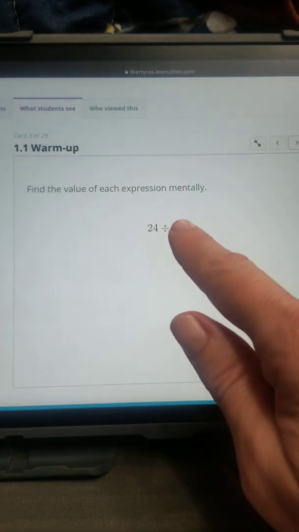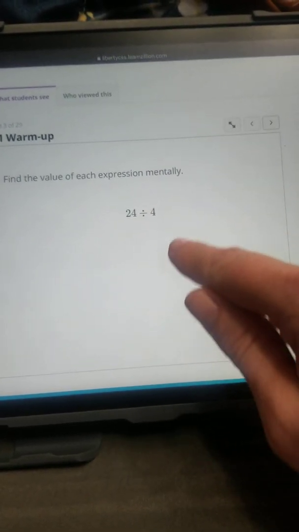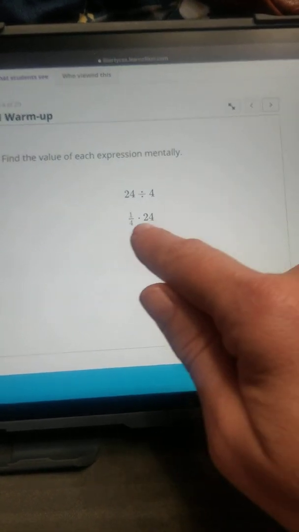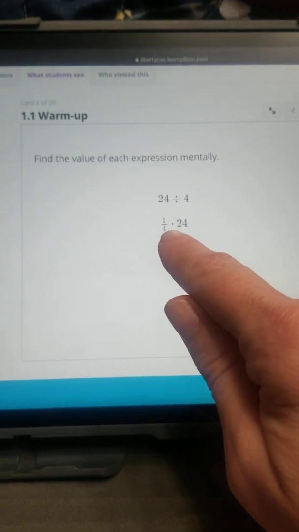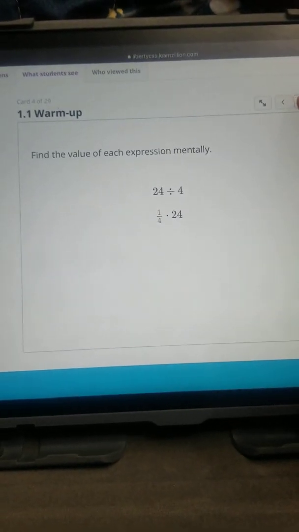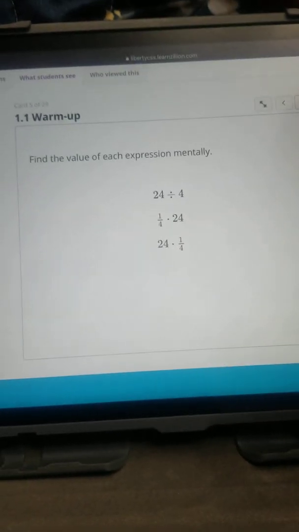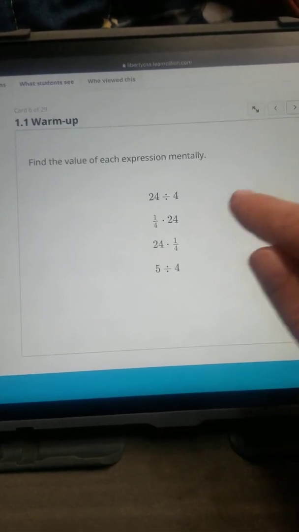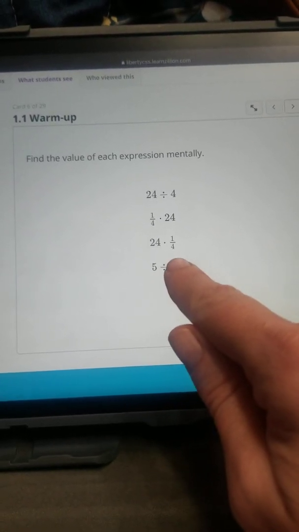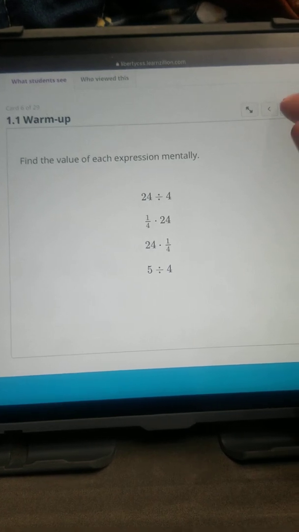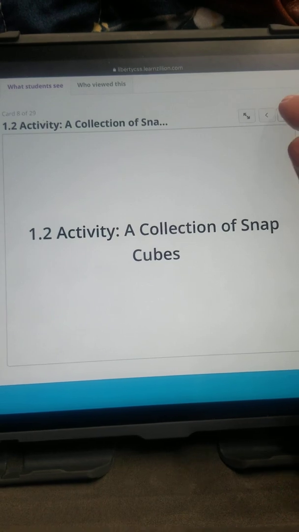Find the value of each expression mentally. 24 divided by 4. 1/4 of, and multiplication is the dot, but it also means of, 1/4 of 24. And finally, 24 times 1/4. Oh, one more. 5 divided by 4. What does that get? You might get a decimal or a fraction. Let's share what we noticed about the 4 problems.